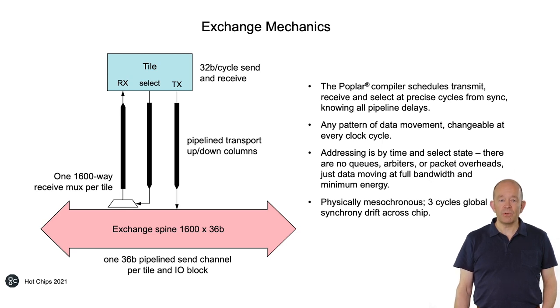Advantages at the chip derive from only moving data. It minimizes transport energy. The physical reality is that truly synchronous global clocking at this scale is impossible. So the illusion of synchrony is achieved by mesochronous clocking. Real-time drift across the chip is about 3 clock cycles. So that brings us naturally to whole chip power.